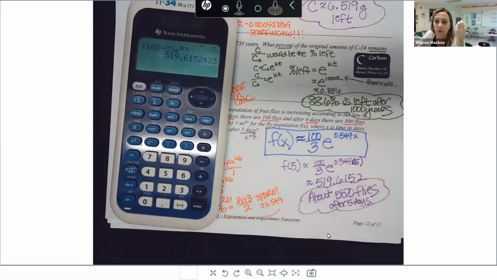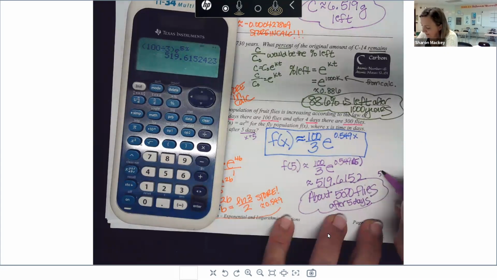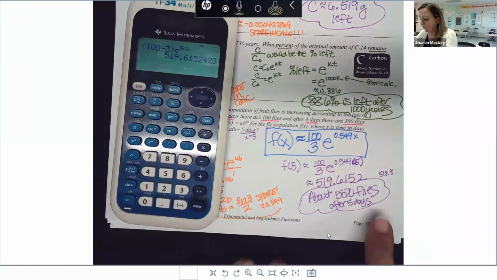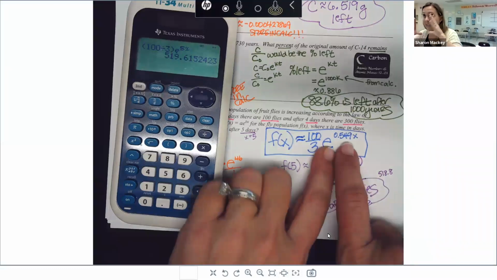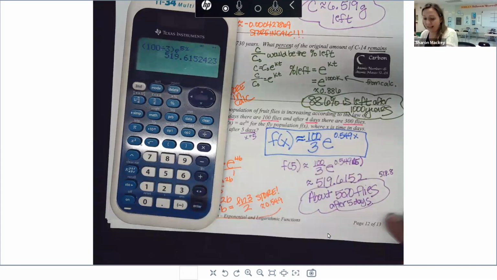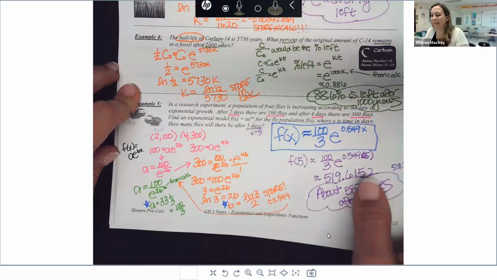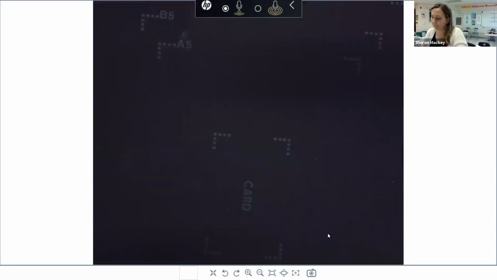If you were showing work and you just put 0.549 in there, I think you end up getting about 518.8. So again, I would just show your work and I will understand what's going on. Because if you rounded in the model and that was an answer, if you used that correct answer going forward, I'm okay with that. But try not to round unless you have to.